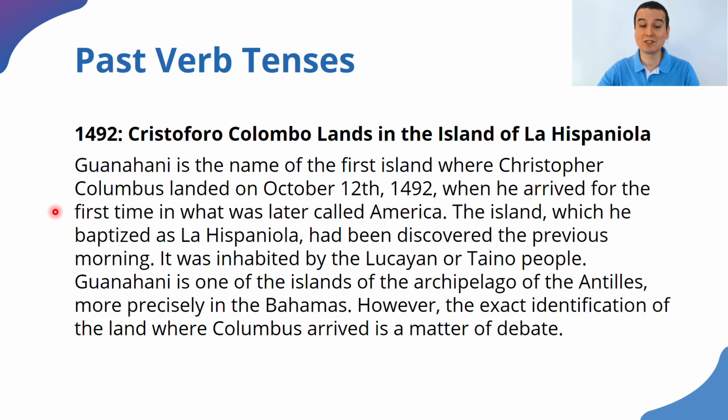The island, which he baptized as La Hispaniola, had been discovered the previous morning. It was inhabited by the Lucayan or Taino people. Guanahani is one of the islands of the archipelago of the Antilles, more precisely in the Bahamas. However, the exact identification of the land where Columbus arrived is a matter of debate. It means that people are still arguing about where he really landed.